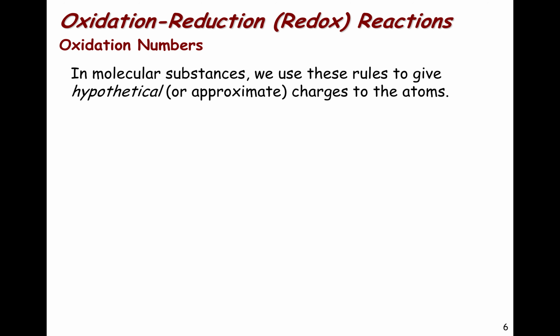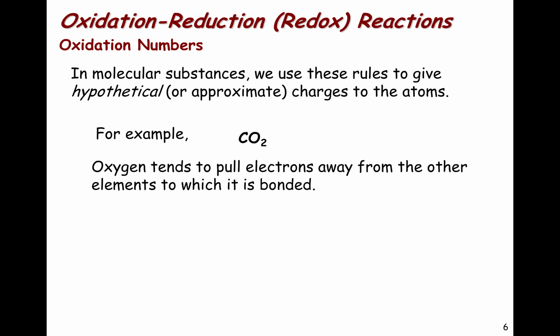As an example of how to go about determining the oxidation number of an atom in a particular compound, we have to remember that this is simply a hypothetical assigning of a charge to an atom. It doesn't necessarily represent the real situation, especially if we're dealing with molecular compounds where we have covalent bonding. So, as an example, in the molecule carbon dioxide, we'd like to know what the oxidation number is for the carbon.